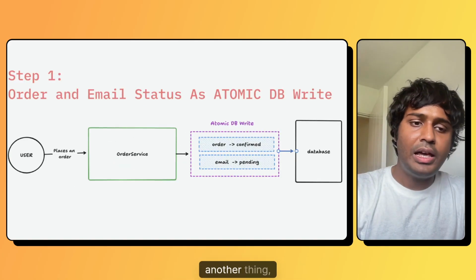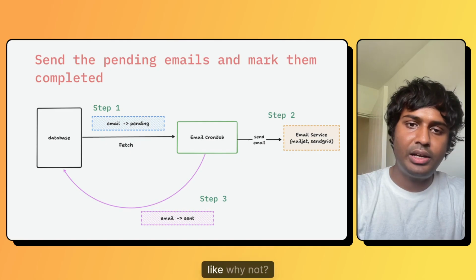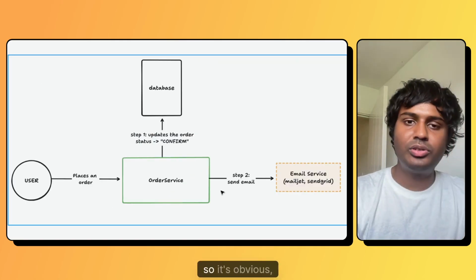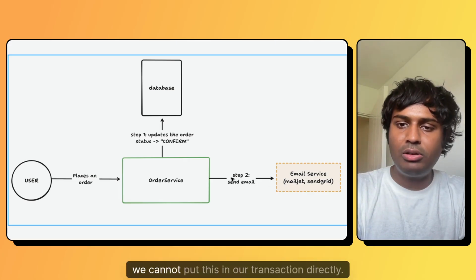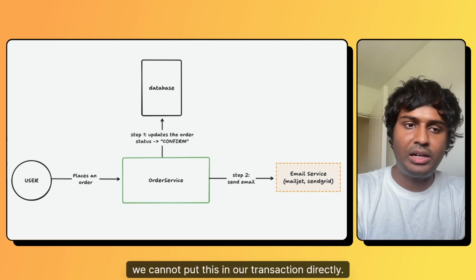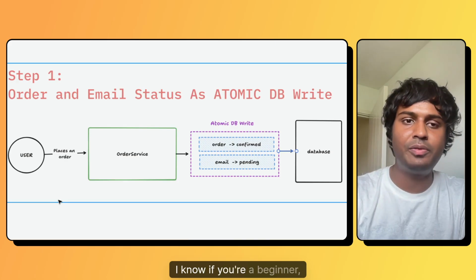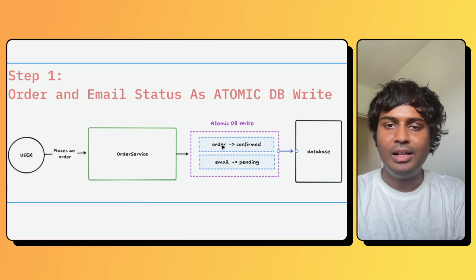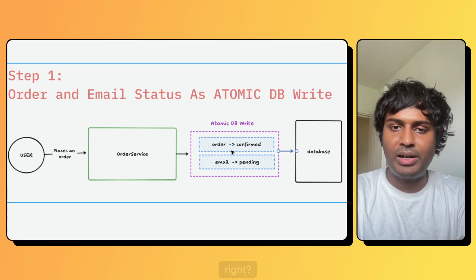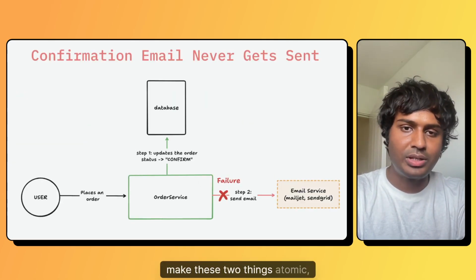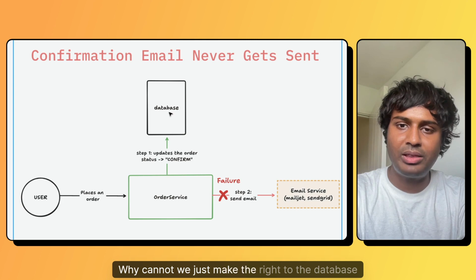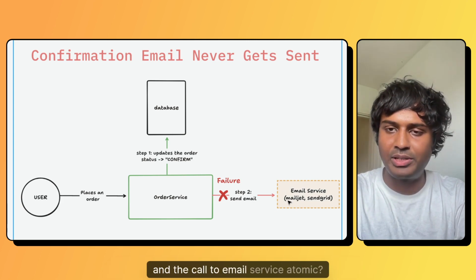Another thing you might ask is, why not just do it directly? It seems obvious. Why can't we put this in our transaction directly? If you're a beginner, you might be thinking, okay, a database has atomicity, so why can't we just make these two things atomic? Why can't we make the write to the database and the call to the email service atomic?